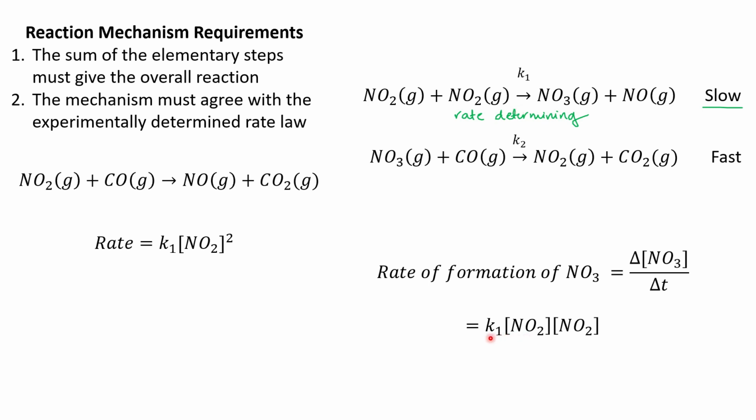Well, another way to write this, of course, is to, instead of writing the concentration of NO2 twice, just make it NO2 squared. And with that, you can see that we have shown that the mechanism does agree with the experimentally determined rate law. So we proved requirement 1 in the previous slide, and now we have also proven that the mechanism does agree with the experimentally determined rate law. So this reaction mechanism is a valid mechanism for our overall reaction.